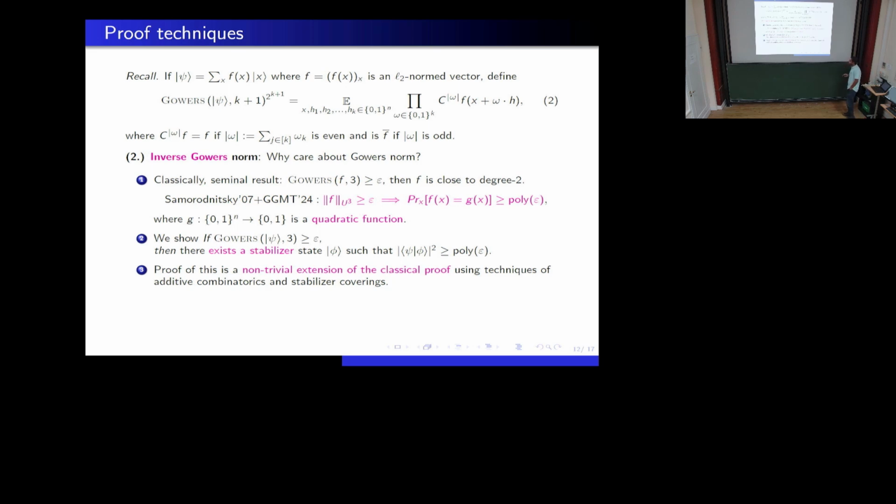I'm going to describe the proof of the inverse Gowers theorem for the next couple of slides. But the main thing that you should keep in the back of your mind always is that every stabilizer state is characterized by a stabilizer group. So if your Gowers norm is large, I'm trying to find some sort of stabilizer group structure in there. The question is, how do I do it? That's what I'm going to be describing now.